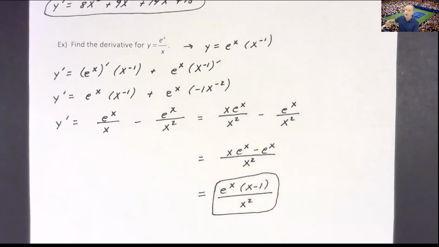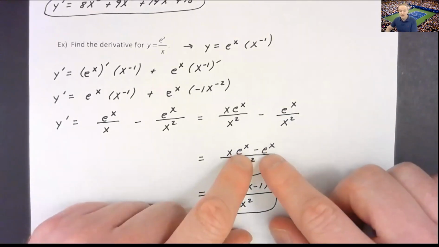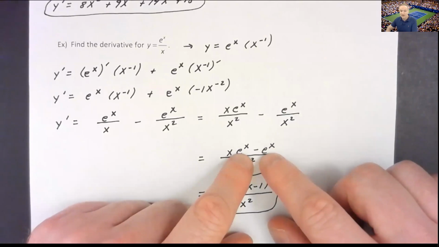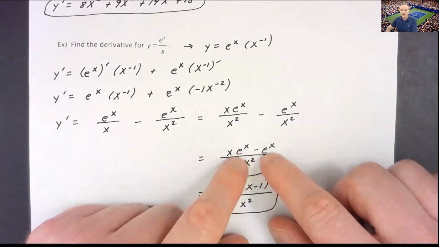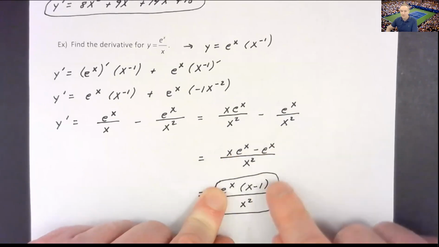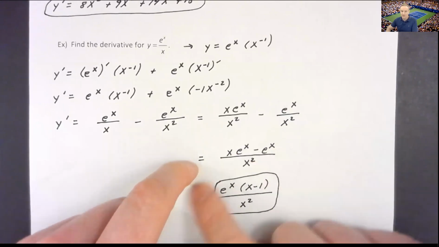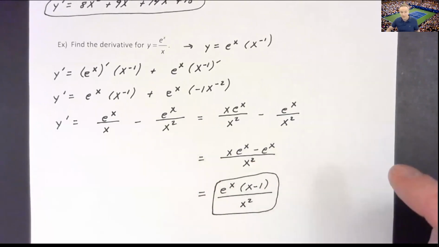And then you're thinking, well, John, that's not a good enough answer, because when you combine that numerator, then you see you have a common factor of e to the x. You can and should factor that e to the x out, and you get e to the x times the group x minus 1. And then that would be our excellent final answer for that problem.